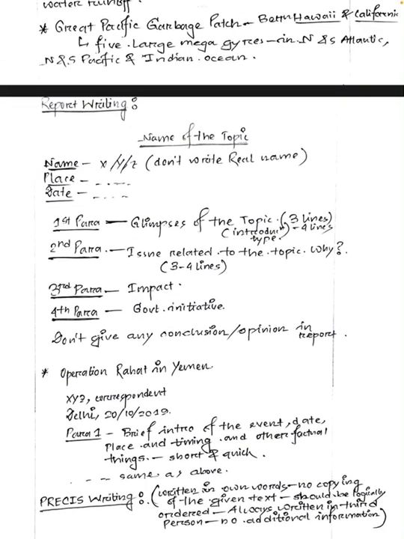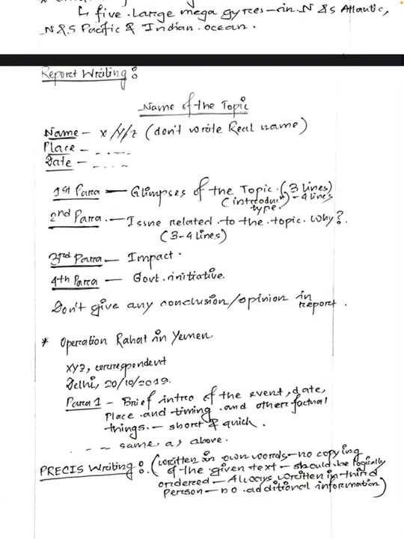And for report writing, first you have to write the name of the topic, and then place, date, then you have to frame it in a few paragraphs. First para, glimpses of the topic, 3-4 lines, like an introduction in an essay. Then second para, issue related to the topic, the why portion. Then third is impact, and then fourth, a few government initiatives or maybe solutions. Don't give any conclusion or opinion in your report.